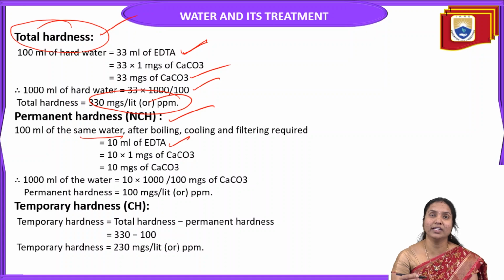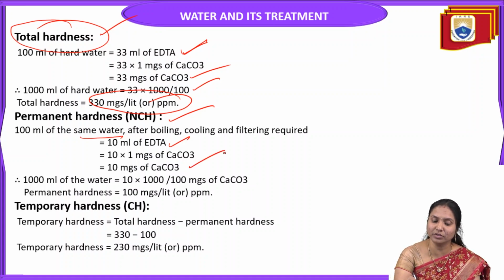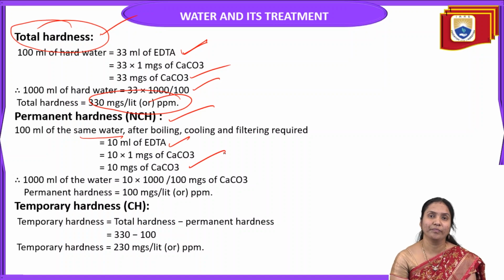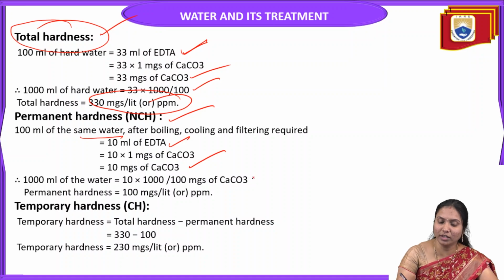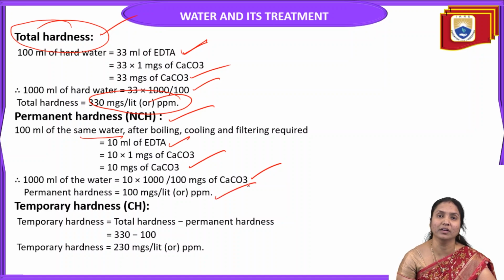So it is equal to 10 into 1 milligram of CaCO3, which is 10 milligrams of CaCO3. Therefore, 1000 ml of the water equals 10 into 1000 by 100 milligrams of CaCO3. So the permanent hardness of the given water sample is 100 milligrams per liter, or 100 ppm.